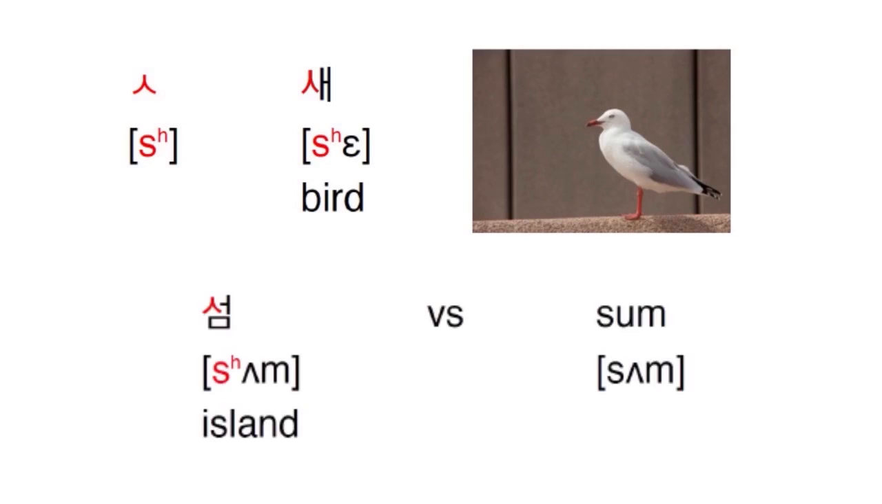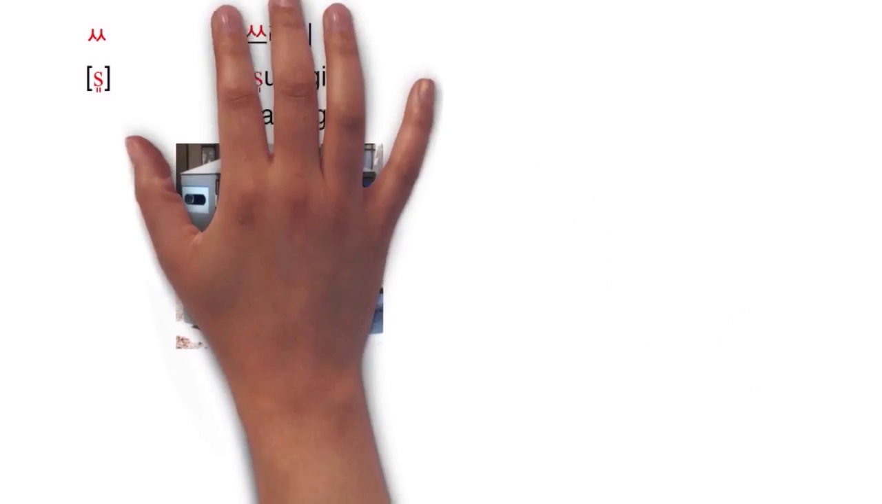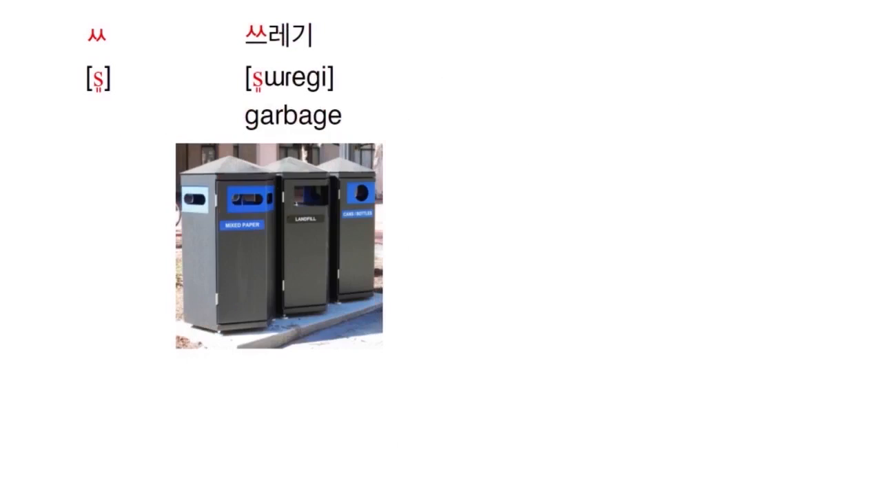So Korean has some, and English has some. Some, some. Korean has a second S. The tense S, as in 쓰레기.